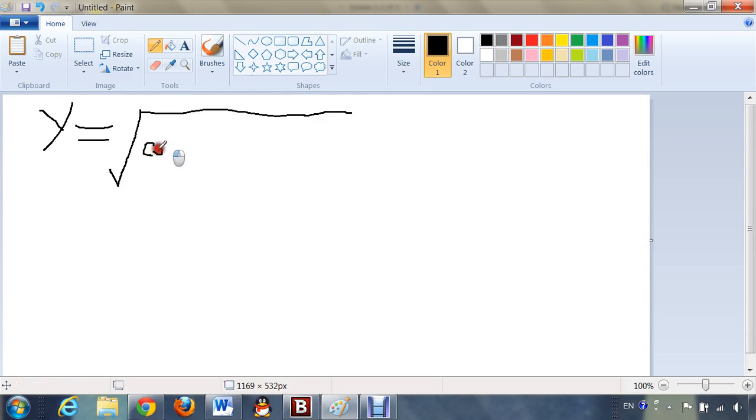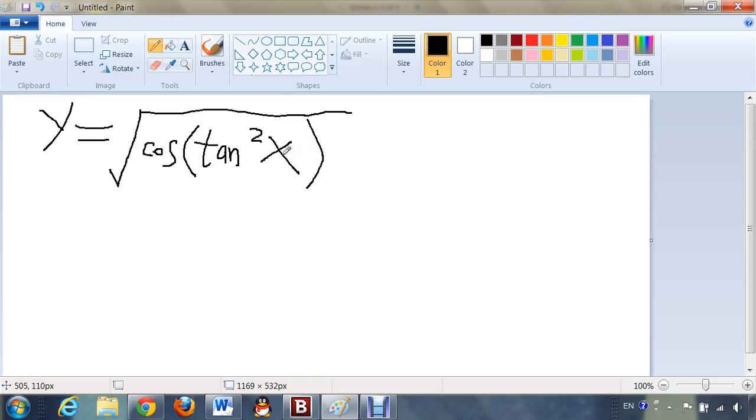radical cosine of tangent square x. Whoa, this looks pretty complicated, right? Nah, it's not. It's a piece of cake if you know all the rules pretty well.